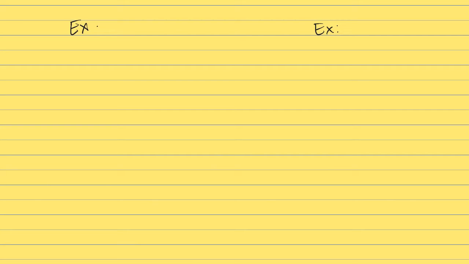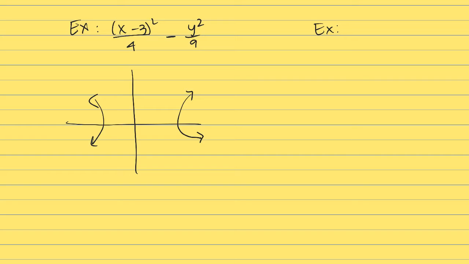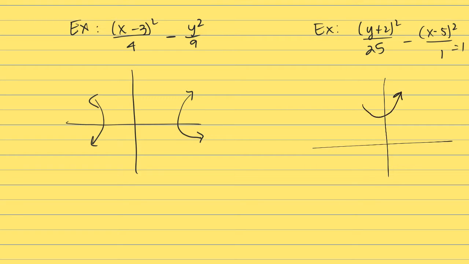The easiest way for me to explain this is just looking to see which variable comes first. If the x is first, then it's going to open horizontally. And if the y comes first, like for example in this one, y plus 2 squared all over 25 minus x minus 5 squared all over 1 equals 1, then it's going to open vertically. That's the first thing I look at: which variable comes first in the equation, okay?